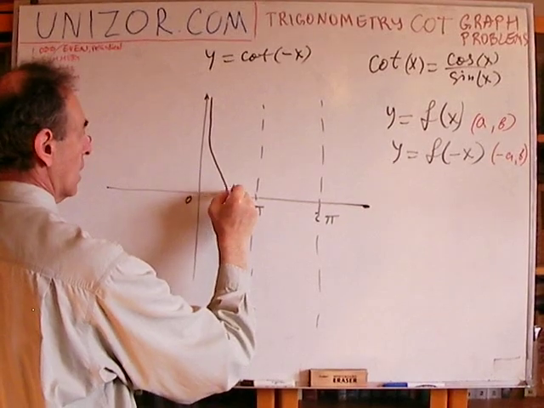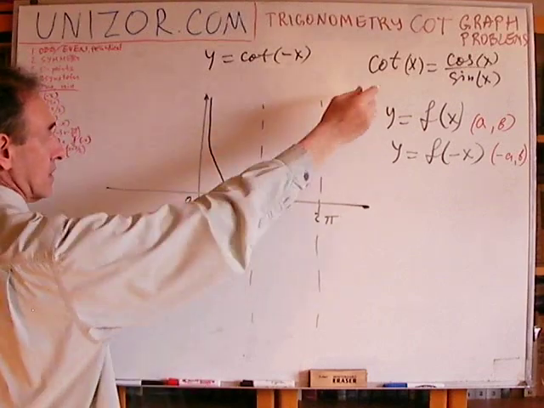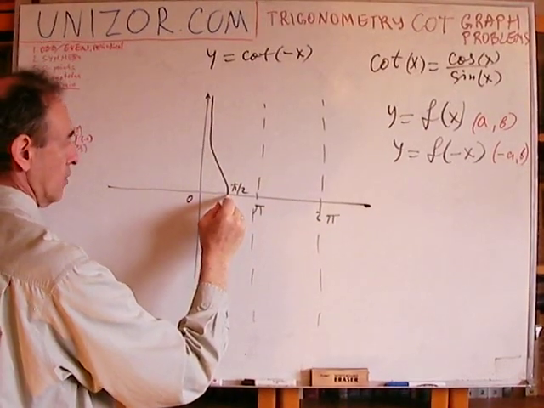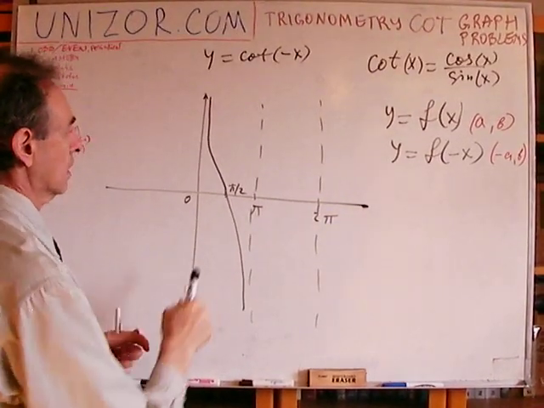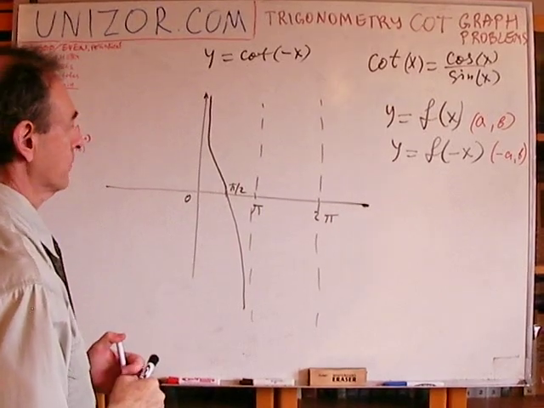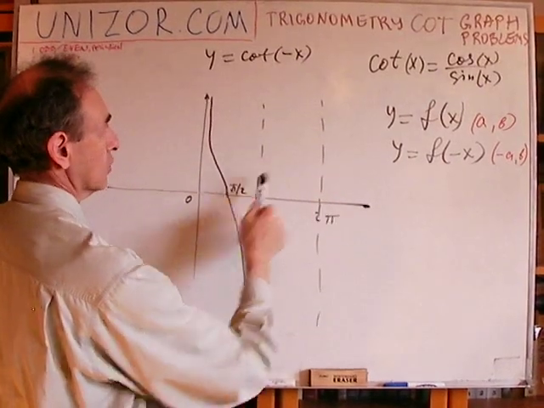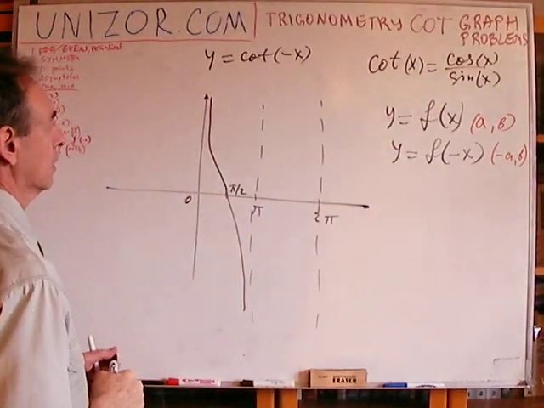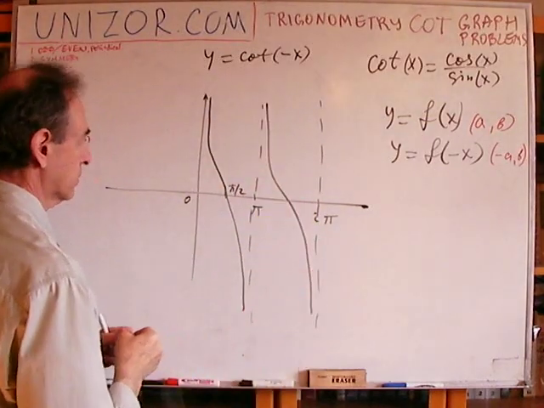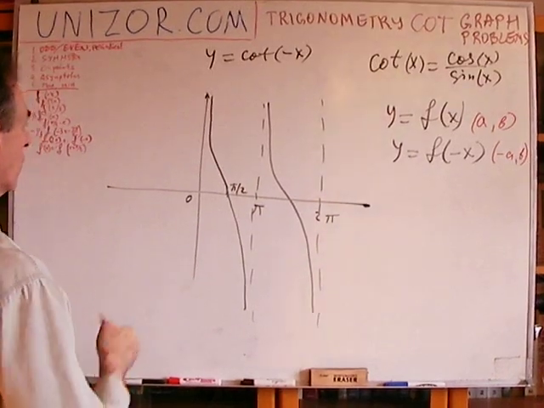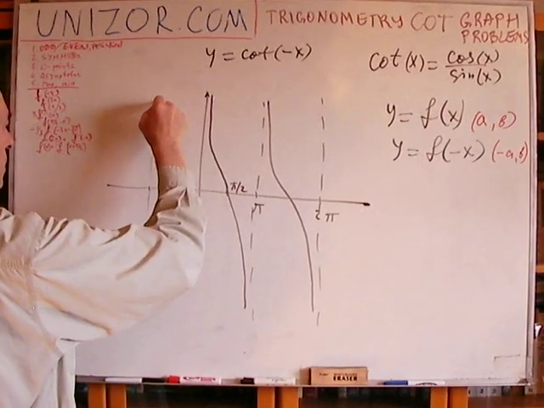Then at the point pi over 2, when the cosine is equal to 0 and sine is equal to 1, the cotangent is obviously zero, and then it continues to minus infinity as the sine approaches pi, because the cosine turns negative after pi over 2. And then everything repeats symmetrically by period. So now, let me continue this periodicity to the left as well.